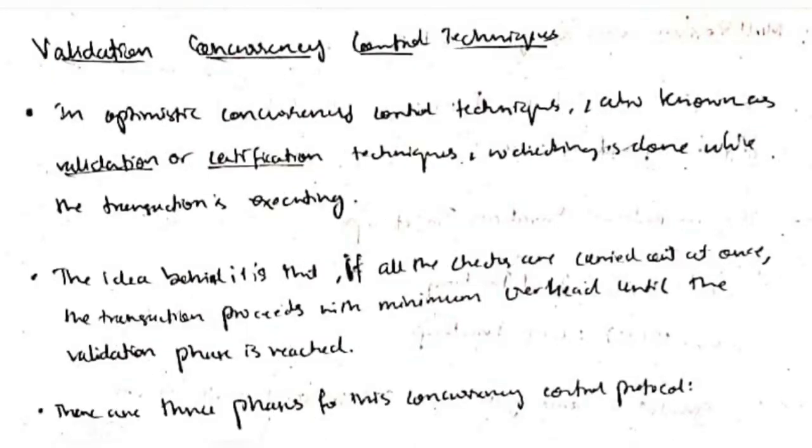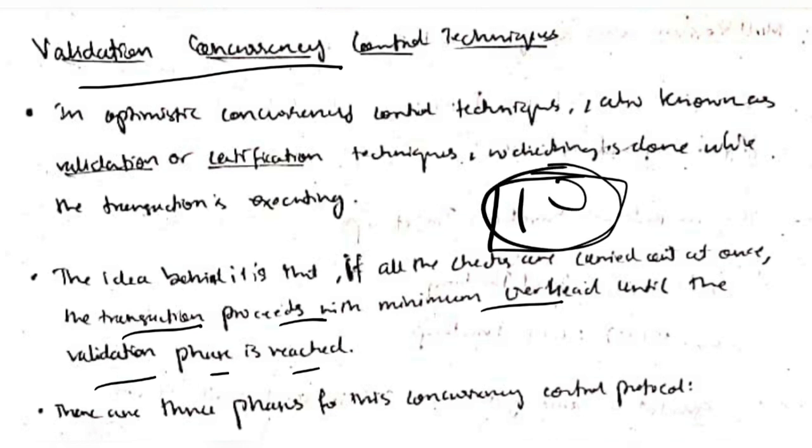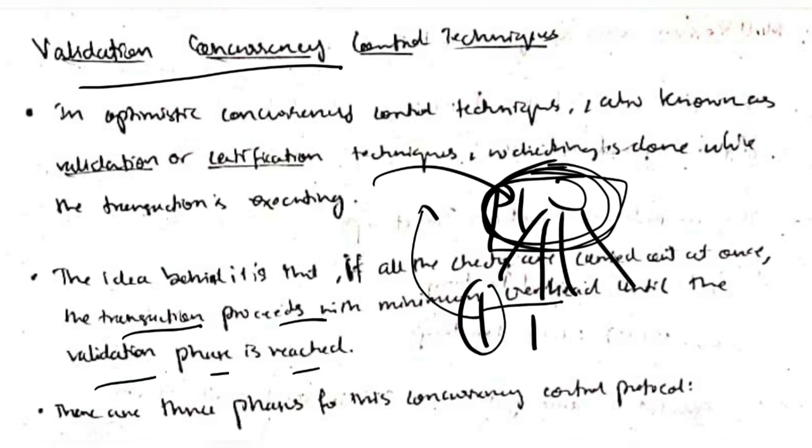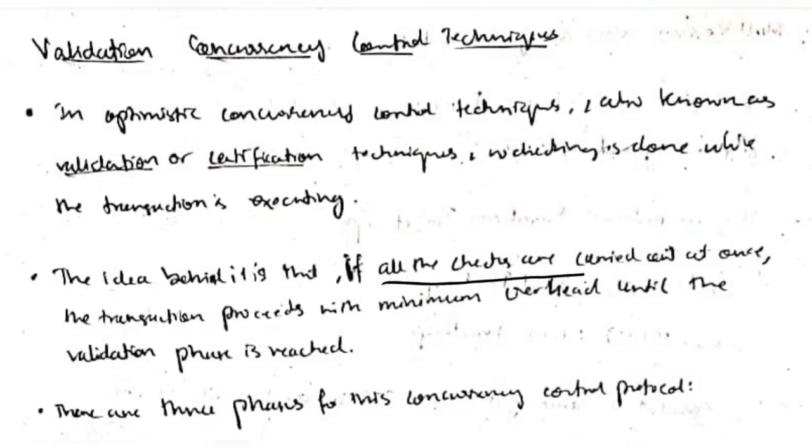Coming to validation concurrency control techniques, all the checks have to be carried out before the transactions, so that there is minimum overhead until the validation phase is reached. If there are 10 transactions and the validation technique is performed before all of them, then there will be minimum cost for calling validation each time. What I mean is, if for one process you call validation, then for the second process you call it again, there will be a lot of time wasted, right? So we do the validation for all at once. All the checks are carried out at once.